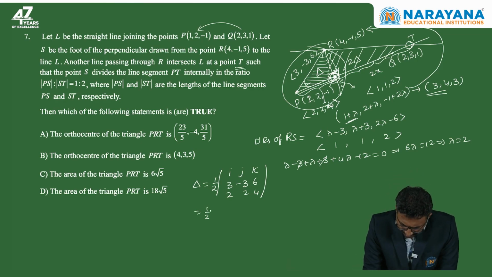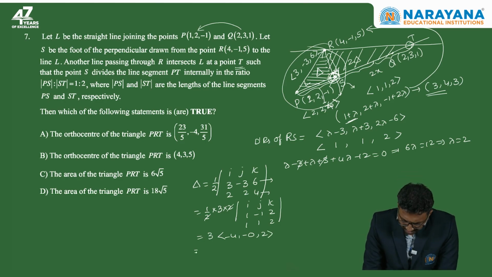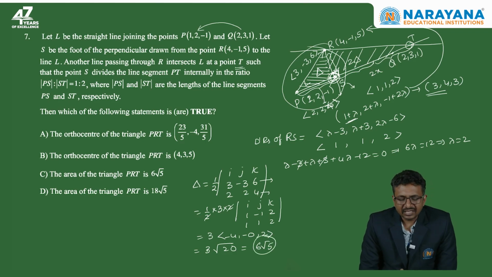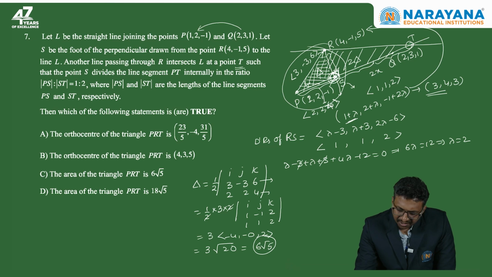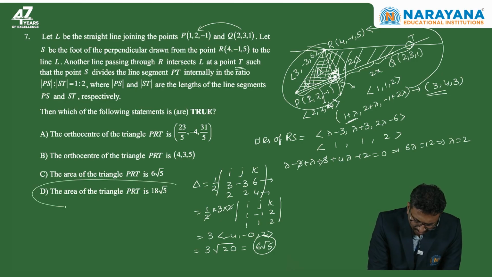So you have half of, if you want, you can take a 3 outside and a 2 outside from these rows, and you'll be left with IJK, 1, minus 1, 2, 1, 1, 2. So 3 times the components: the I component is minus 2 minus 2, that is minus 4, then minus of 2 minus 2, that is 0, and 2. The modulus of this is 3 root 20, which is equal to 6 root 5. So 6 root 5 is the area of this triangle, but they're asking you the area of triangle PRT, which is 3 times this. So the answer is 18 root 5.